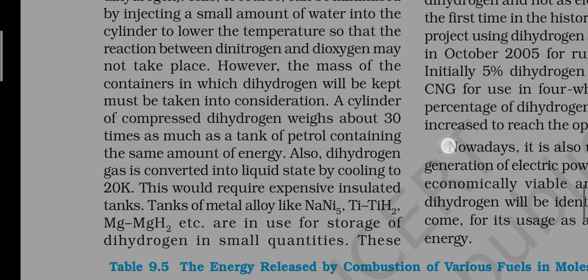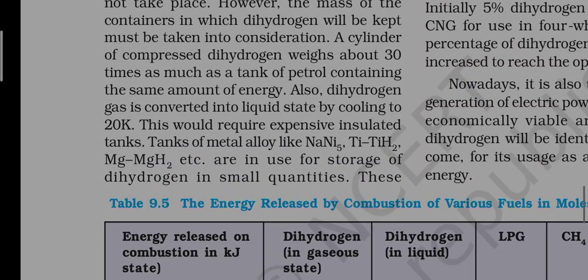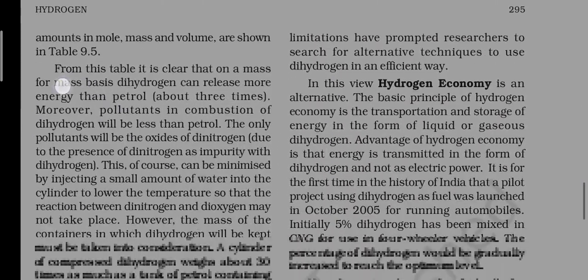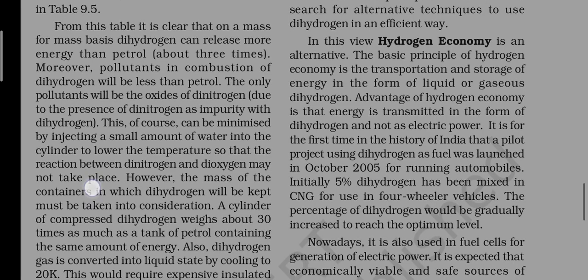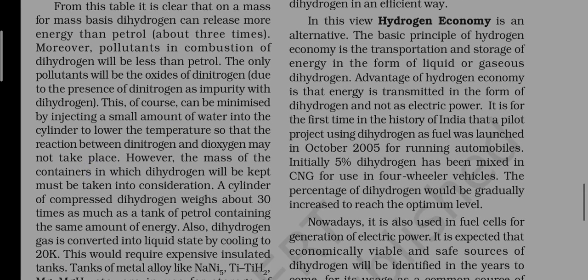A cylinder of compressed dihydrogen weighs about 30 times as much as a tank of petrol containing the same amount of energy. Also, dihydrogen gas is converted into liquid state by cooling to 20 Kelvin. These limitations have prompted researchers to search for alternative techniques to use dihydrogen in an efficient way. In this view, hydrogen economy is an alternative. The basic principle of hydrogen economy is the transportation and storage of energy in the form of liquid or gaseous dihydrogen. Advantage of hydrogen economy is that energy is transmitted in the form of dihydrogen and not as electric power.